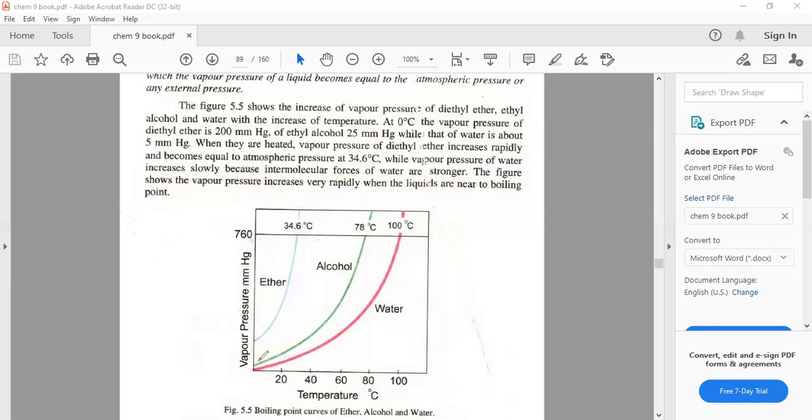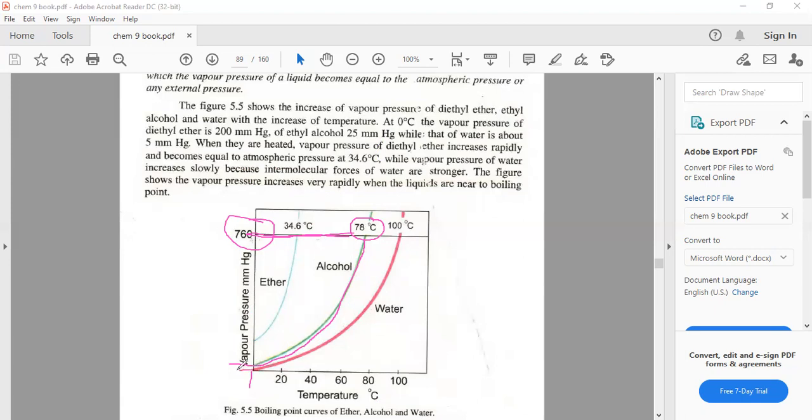Next, C for alcohol. Initially, alcohol has very little vapor pressure. Here you can see, the temperature is 0 degrees Celsius. When we increase the temperature slowly and gradually, 40 degrees, 60 degrees, 70 degrees, 78 degrees Celsius is the temperature at which the vapor pressure of the liquid becomes equal to the atmospheric pressure. And at that point, alcohol starts boiling.